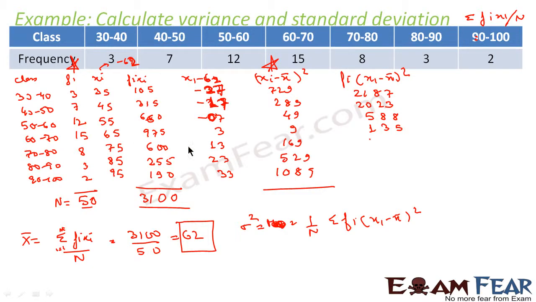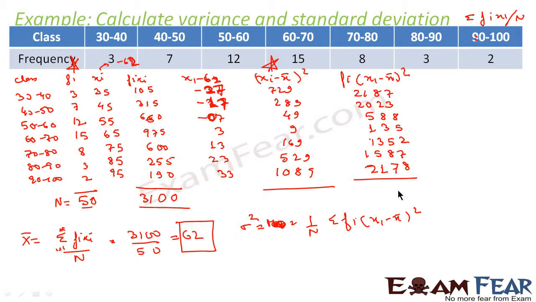Sorry, 8 into 169, 8 9 is 72, 2, 7, 8 into 6, 48, 48 plus 7, 15, 5, 8, 1, 8, 8 plus 5, 13, 1352, sorry. And 3 into 529 is nothing but 1587. Very simple. 3 into 529, 9, 3, 27, 3 into 6, 18, 5, 3, 15. 2 into 1089 is nothing but, just multiply by 2, 9 into 18, 8 into 16, 17, and 21. This is the values we got.